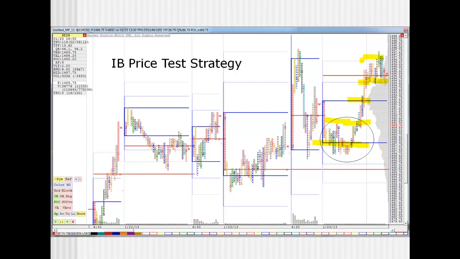Pay attention to the IB levels. It is helpful if you want to practice this strategy, first of all, initially to use the profile chart as I have and to do a split profile. It is much easier to see it with a split profile.